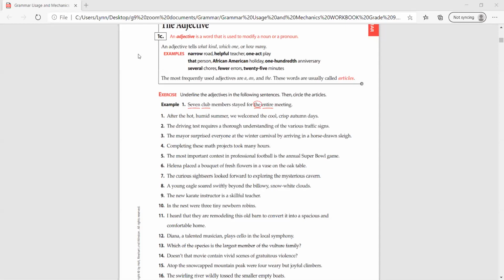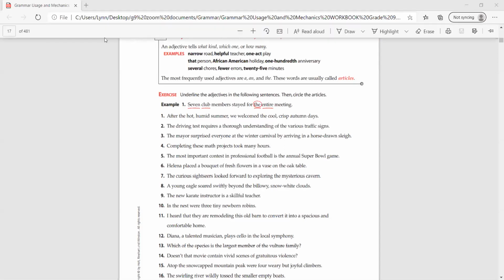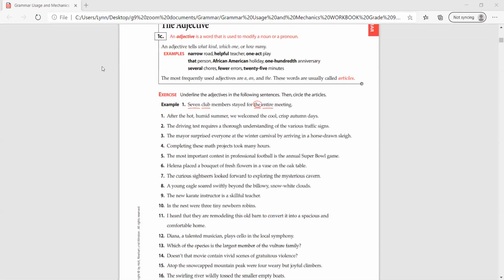Yes. All right, number three. Number three, winter is an adjective. Okay. And horse drawn is an adjective. Okay. And the articles are a before horse drawn. Okay. And the before mayor. Okay. And the before winter. Okay.